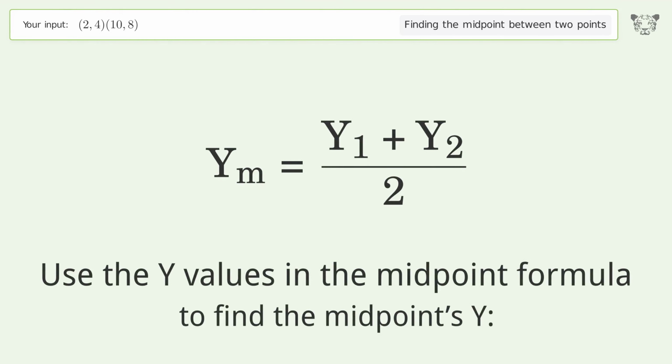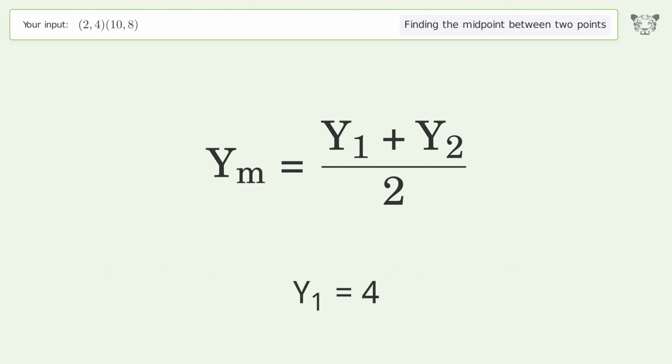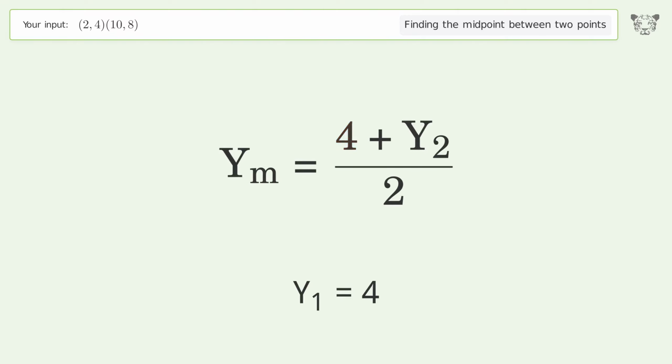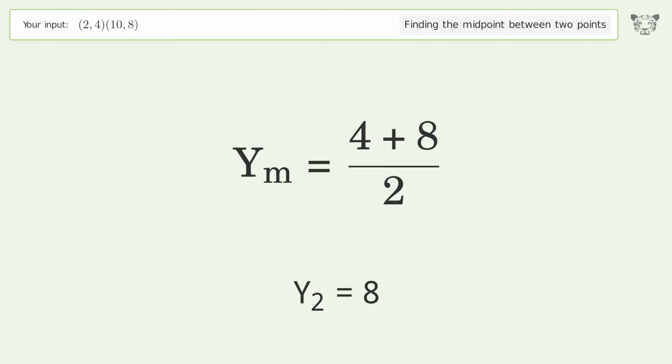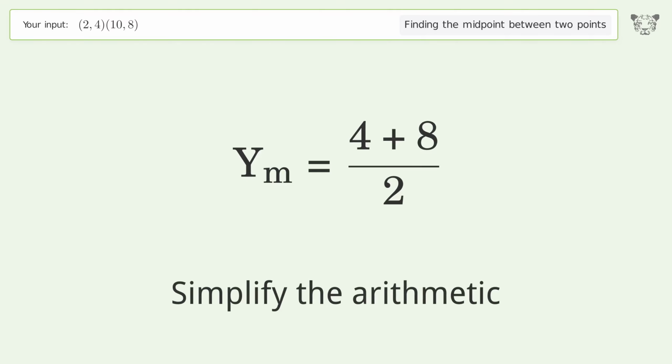Use the y values in the midpoint formula to find the midpoint's y. y1 equals 4. y2 equals 8. Simplify the arithmetic.